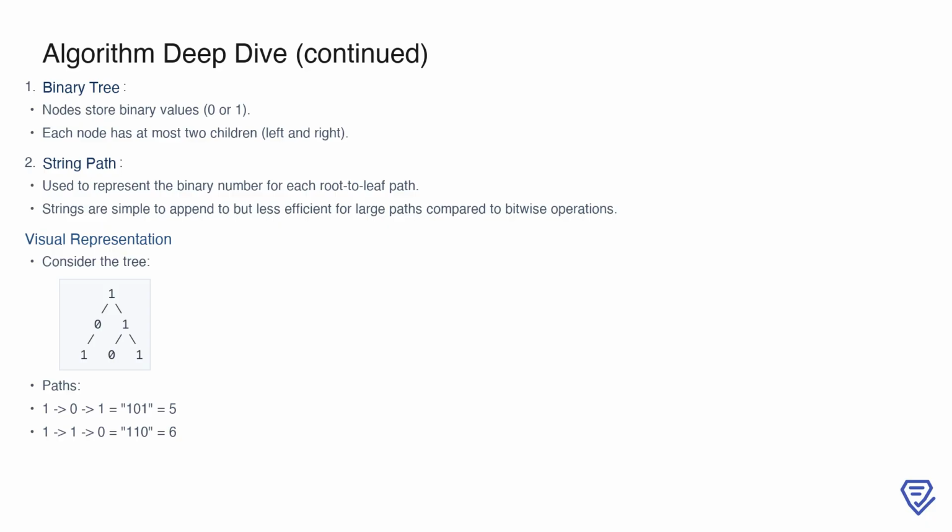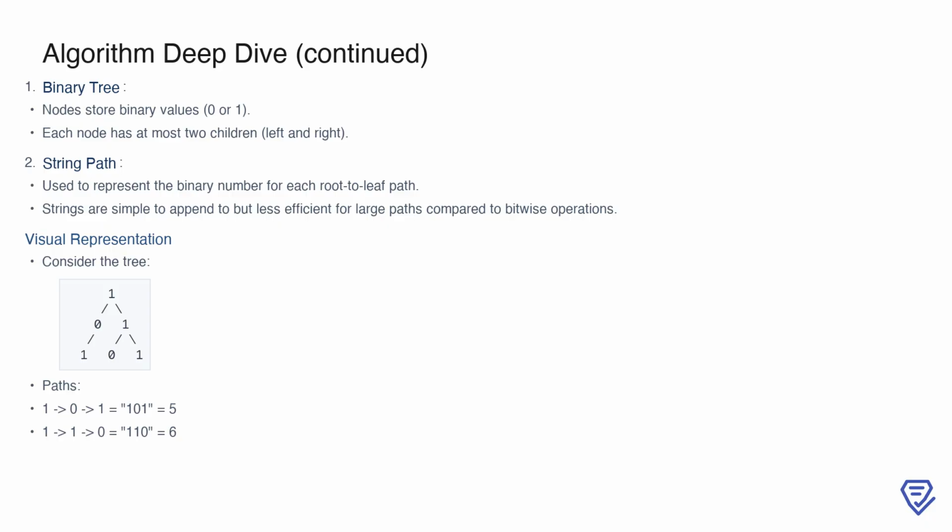To represent the binary numbers formed along root-to-leaf paths, we use strings in this brute force approach. Strings are easy to append to, as we can simply concatenate the current node's value to the path string. However, for deeper trees with longer paths, this can become less efficient compared to using direct bitwise operations.